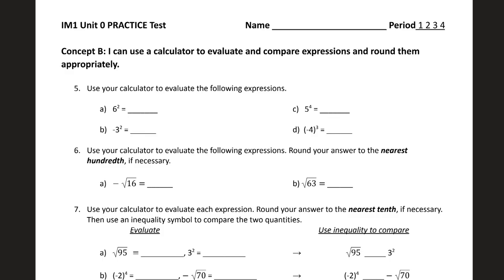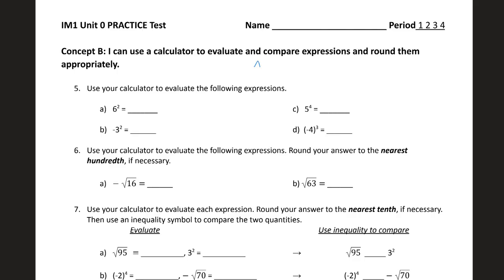Now let's take a look at concept B. So concept B, we're going to be using a calculator. However, I can't pull up a calculator on here, so I'm just going to write out what you would see in your calculator. So remember, to type out an exponent, which is a little number, you're going to use the button that looks like a caret, right?